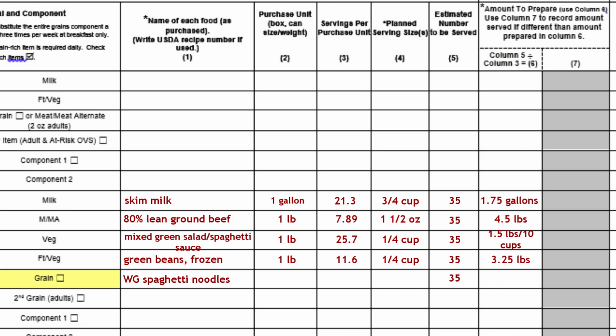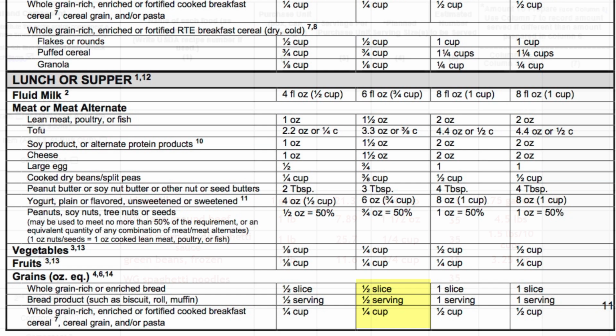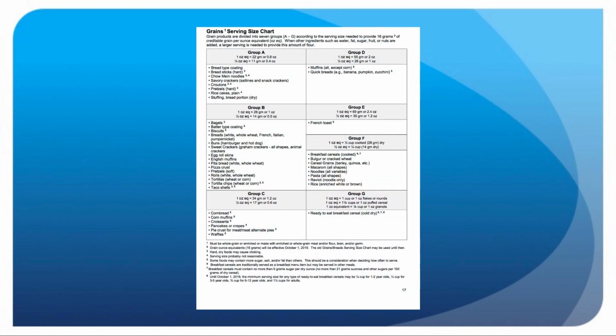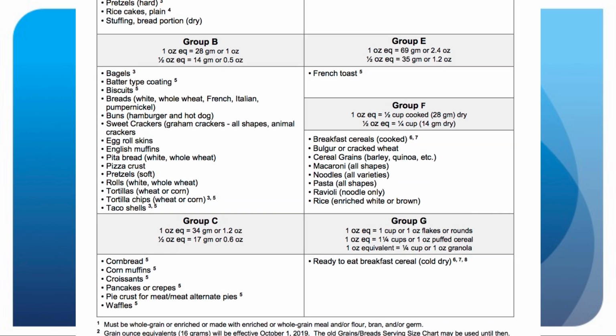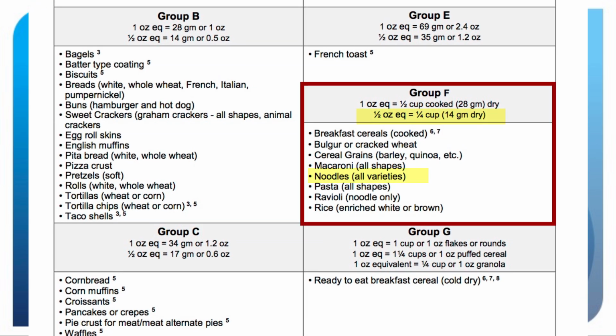The next component is grains. Spaghetti noodles are used for this menu item. The meal pattern requires 1/2 ounce equivalent of grain for 3 to 5 year olds at lunch. Based on the grain chart in the CACFP Manual, Chapter 2, 1/2 ounce equivalent is 1/4 cup of spaghetti noodles.